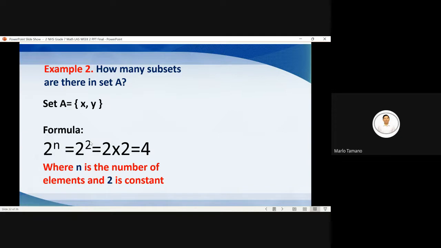Again, as I said earlier, the exponent tells how many times we are going to multiply the base. So, again, the exponent tells how many times the base is to be multiplied, and that is 2 times 2. Multiply the base 2 twice. So, 2 times 2, not 2 times 2 going upward. Okay? So 2 times 2, two 2s. So that is equal to 4. Remember, n is the number of elements and 2 is the constant. It does not change. Okay?